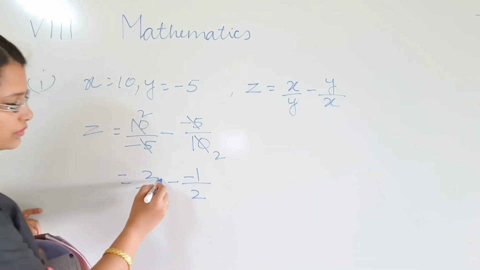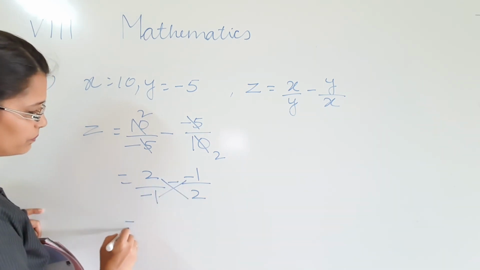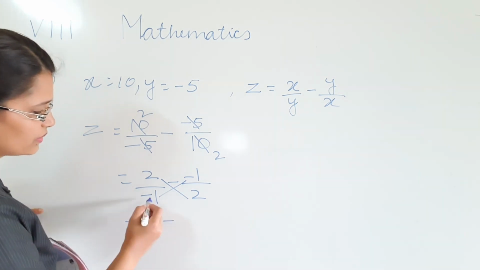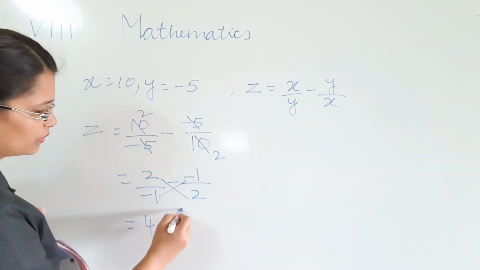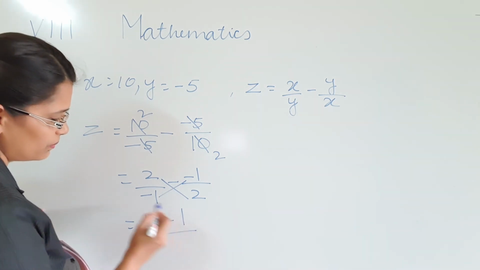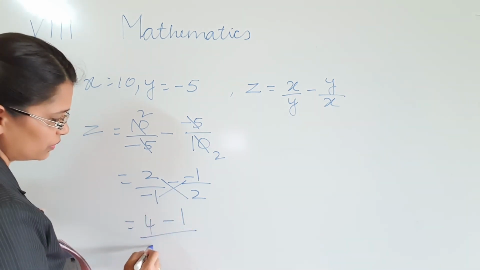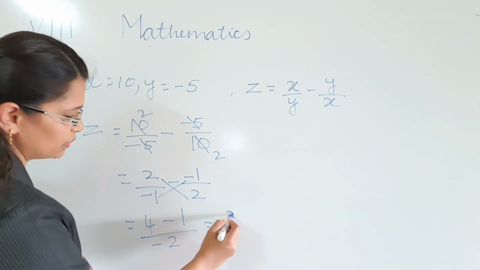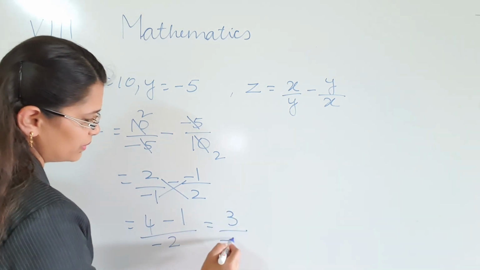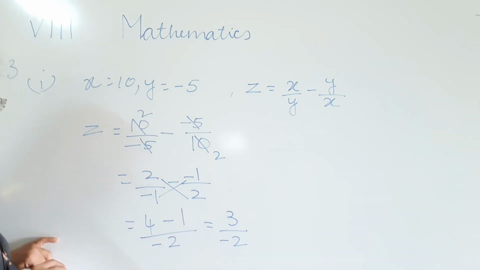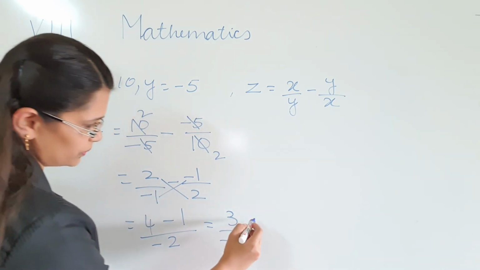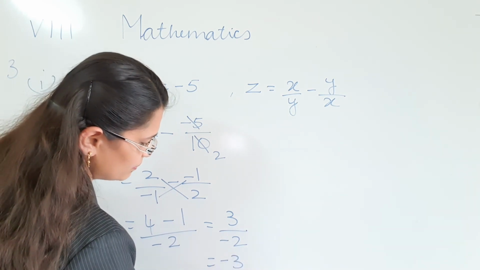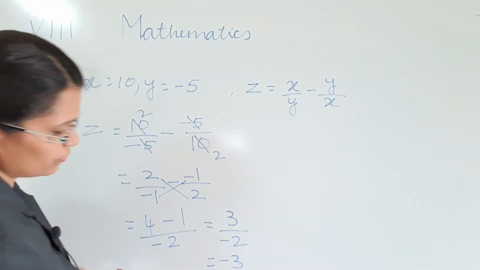Then you can cross multiply. 2 into 2 is equal to 4, minus 1 into minus 1 equal to plus 1, divided by minus 1 into 2 is equal to minus 2, is equal to 4 minus 1 is equal to 3 divided by minus 2. We cannot write a negative denominator. So, minus 3 by 2.